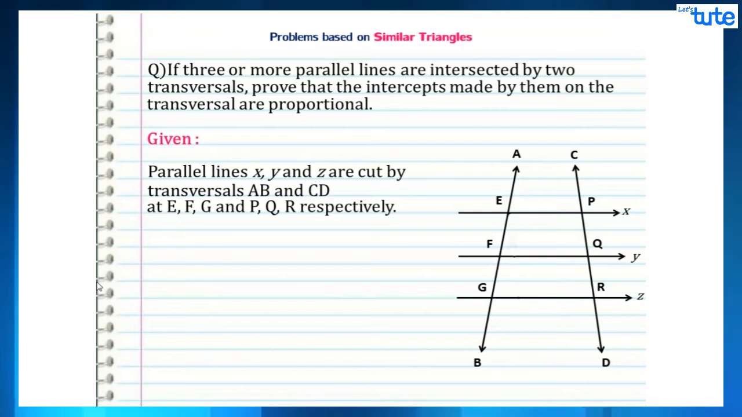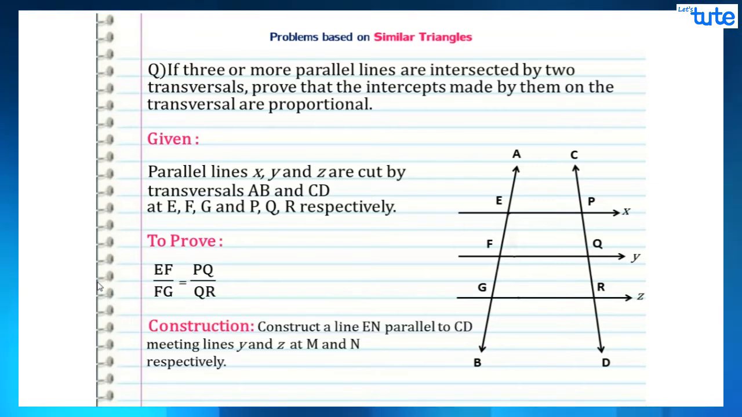We'll consider the three parallel lines X, Y and Z cut by transversals AB and CD at points E, F, G and P, Q, R respectively. We have to prove that the intercepts made by the parallel lines X, Y and Z on the transversals AB and CD are proportional. That is, we have to prove that EF upon FG equals to PQ upon QR.